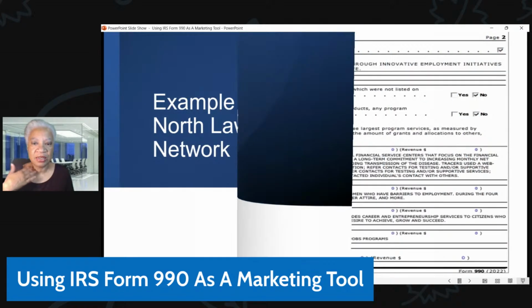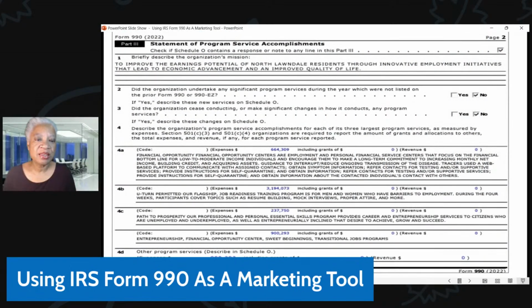And I think they have done an awesome job of using their Form 990 and related processes to convey value, right? So here, when they fill out Part 3, I think they're very, very succinct. They have their mission statement, which is to improve the earnings potential of North Lawndale residents through innovative employment initiatives that lead to economic advancement and an improved quality of life, right? So I think that's a very powerful statement. And then they speak to their top programs, right?